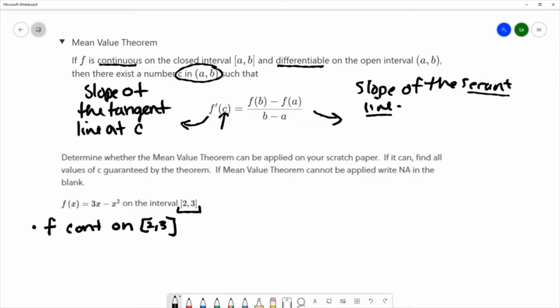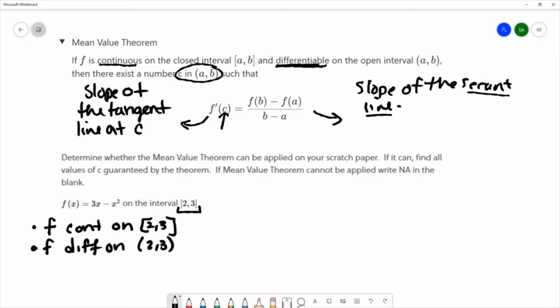In addition, the next condition is that our function needs to be differentiable. Our derivative will also be defined over all real numbers because f is a polynomial. And so f is differentiable on the open interval from 2 to 3.